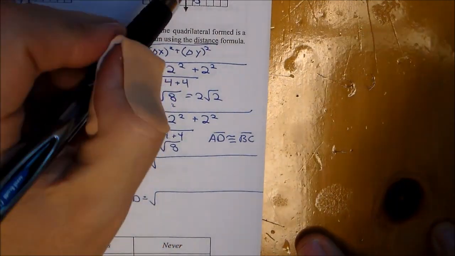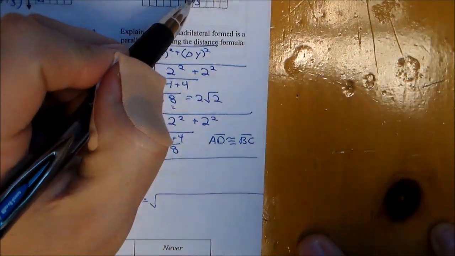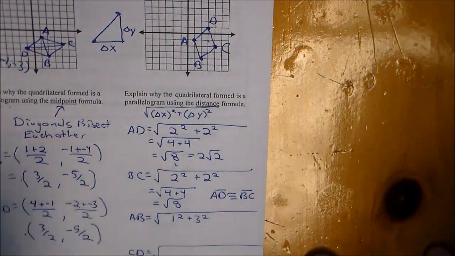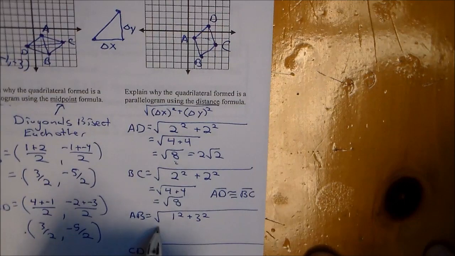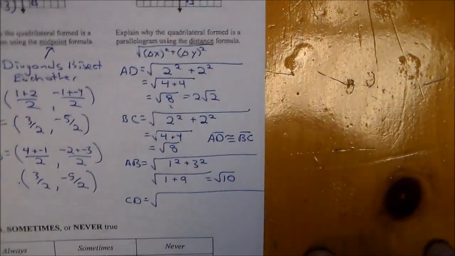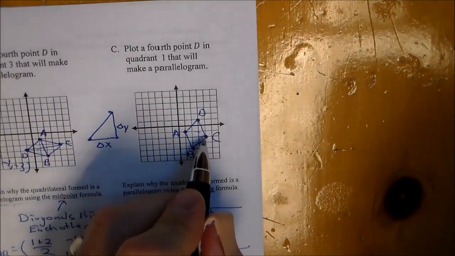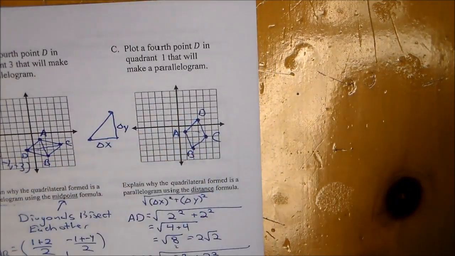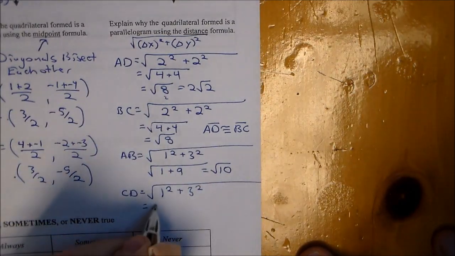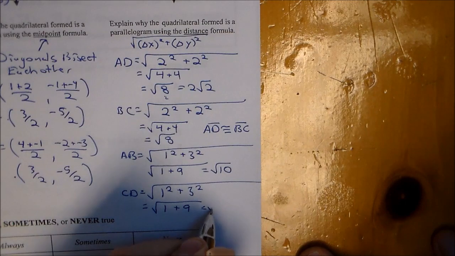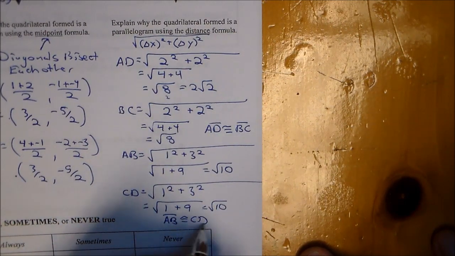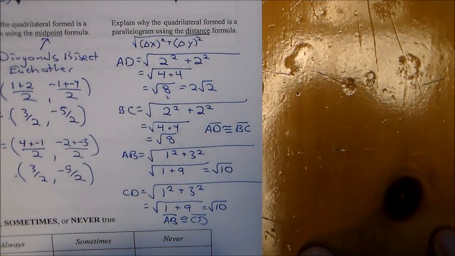Now A to B, I go over 1 in the x direction, and then up 3. So we're going to go 1 squared plus 3 squared, which then becomes 1 plus 9, or the square root of 10. For CD, I go 1 to the left, up 3, so that's 1 squared plus 3 squared, which gives me 1 plus 9, or the square root of 10. So that also shows me that AB is congruent to CD because the opposite sides there are also congruent.